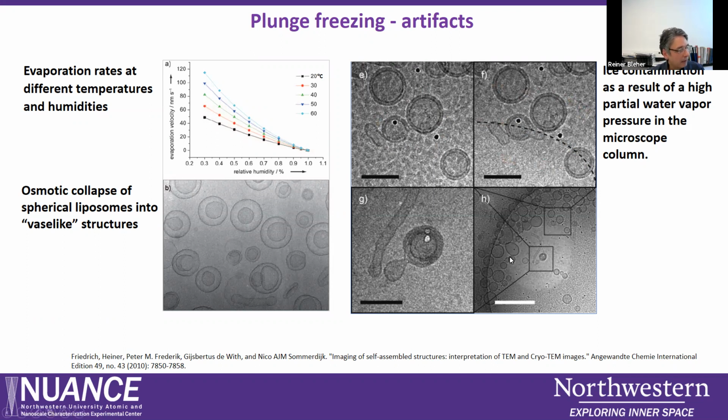And here we can see this circle. The brighter area is the area that was actually exposed to the electron beam. G here on the side shows a hole that was burned into a vesicle by overexposure or by electron beam damage.